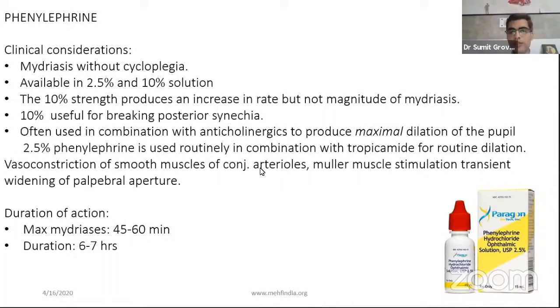It also causes vasoconstriction of the smooth muscles of the conjunctival arterioles, so it causes blanching. This is the other reason why it is used in combination with tropicamide, because plain tropicamide causes congestion. But when you use the phenylephrine combination, it aids in the mydriasis as well as causes blanching, so it increases patient comfort. It also has a transient effect on the Mueller muscle. It causes stimulation and transient widening of the palpebral aperture. Maximum mydriasis occurs at 45-60 minutes and can last up to 6 to 7 hours after the application.